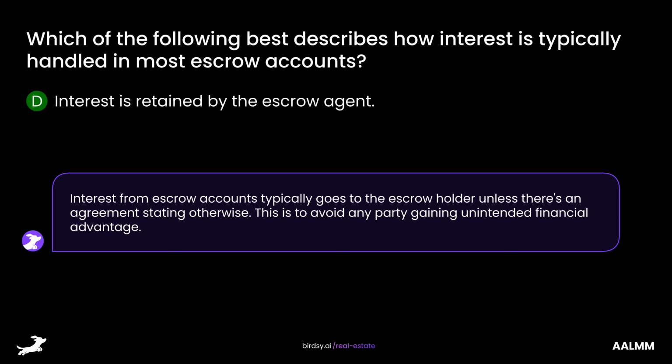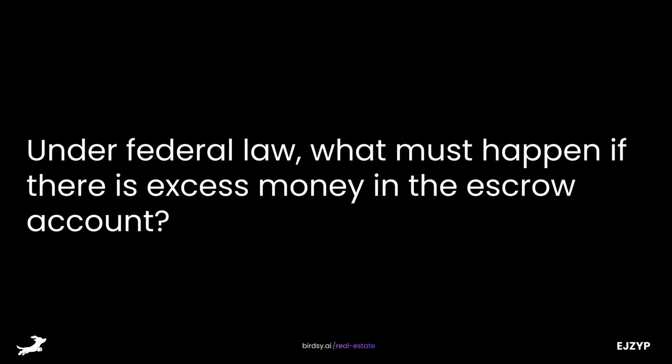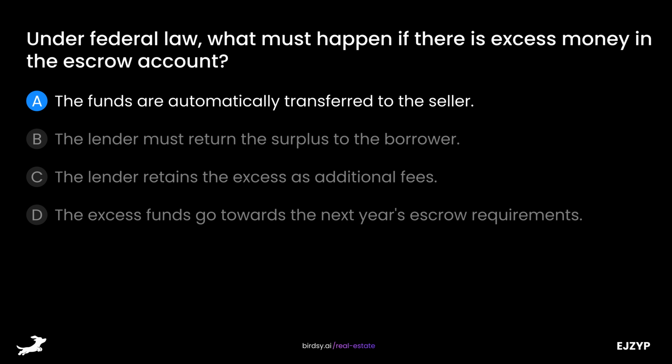Interest from escrow accounts typically goes to the escrow holder unless there's an agreement stating otherwise. This is to avoid any party gaining unintended financial advantage. Under federal law, what must happen if there is excess money in the escrow account? Is it A, the funds are automatically transferred to the seller, B, the lender must return the surplus to the borrower, C, the lender retains the excess as additional fees, or D, the excess funds go towards the next year's escrow requirements?